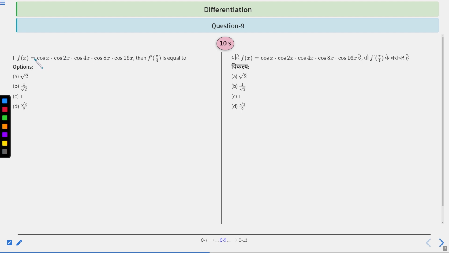So you will see that the numerator will be 2 sin x into cos x, which will be sin 2x. Now, you will get sin 2x into cos 2x. Again, if you multiply with 2 and divide with 2, you will get 2 sin 2x into cos 2x, which will be sin 4x. Again, you will see sin 4x into cos 4x, right? So again, you can multiply and divide with 2. You will get 2 sin 4x into cos 4x, which will be sin 8x. Again, by the similar method, you will get sin 8x into cos 8x.